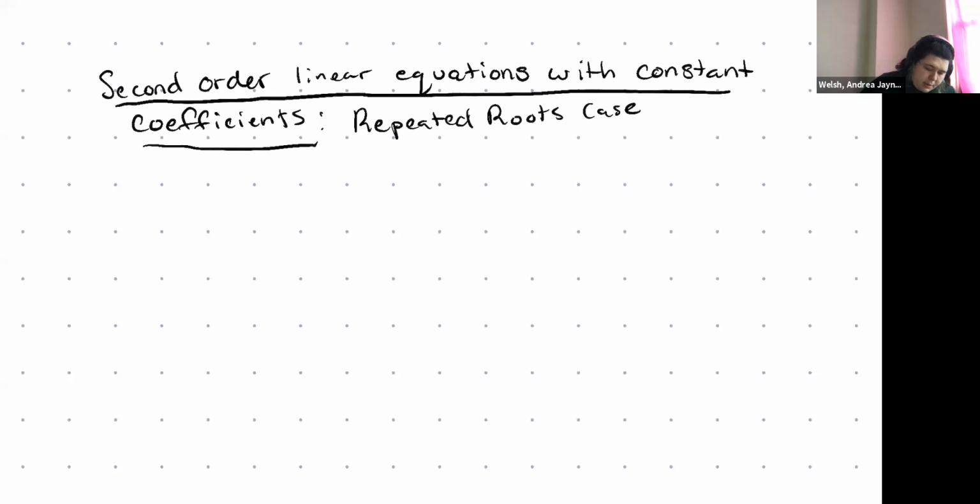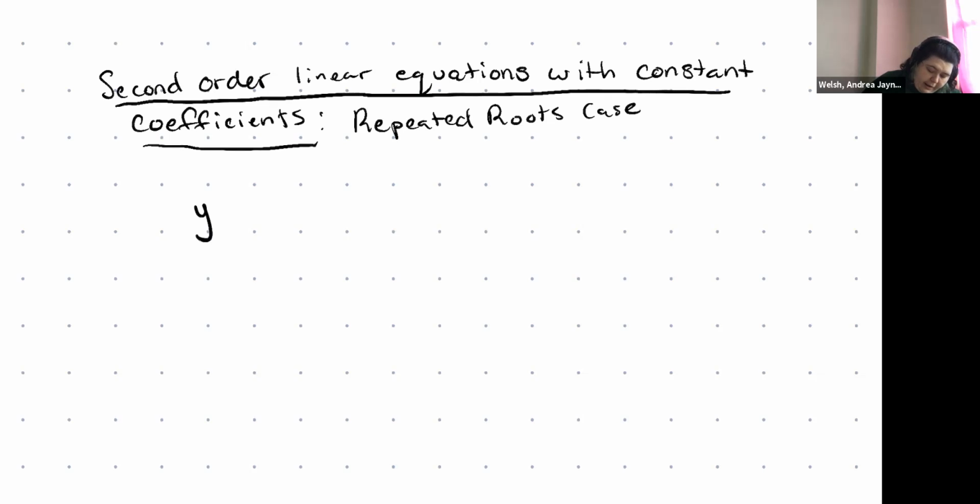Hello, we're going to be focusing on second order linear differential equations where we have constant coefficients. And particularly, we're going to focus on the case where our characteristic equation has repeated roots and why the solution we get is the one that works.